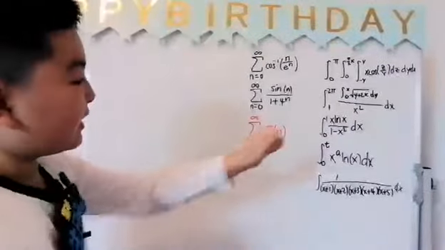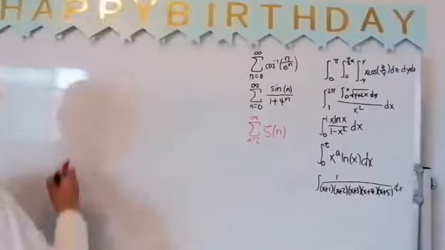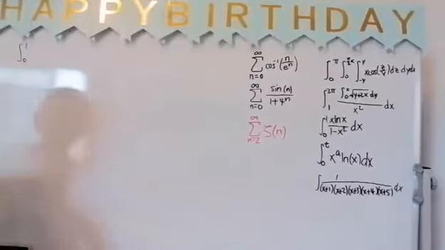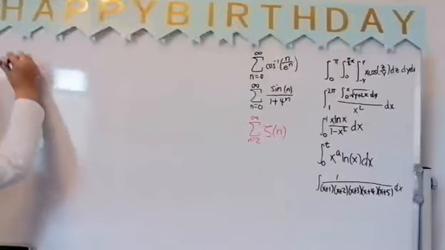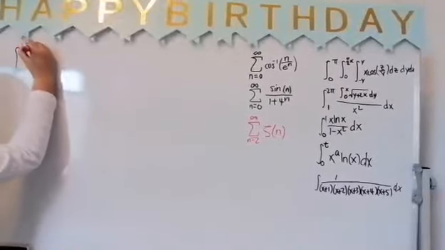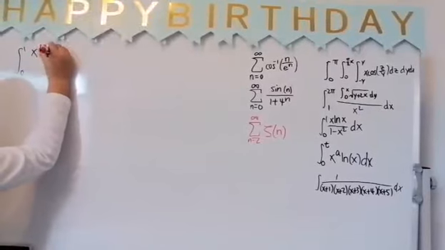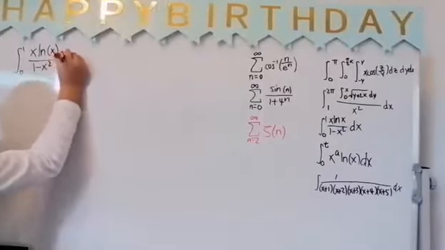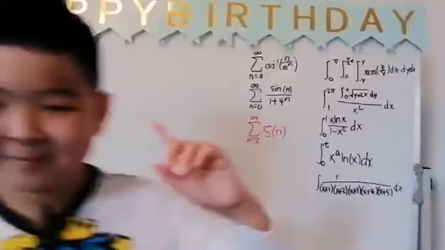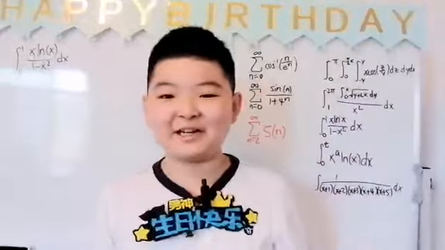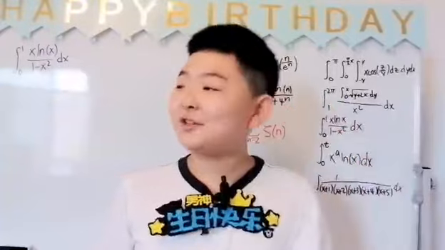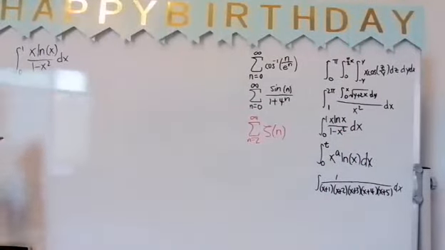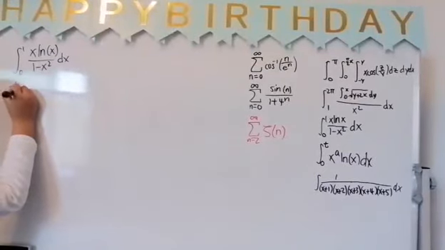Okay, next we have the integral going from 0 to 1. That's a little bit small, I think. The integral going from 0 to 1 of x times the natural log of x over 1 minus x squared. Before this, I have to say something. I doubt I can fit this entire thing into one board, so I'm going to try my best here. First off, we're going to look at this 1 over 1 minus x squared.